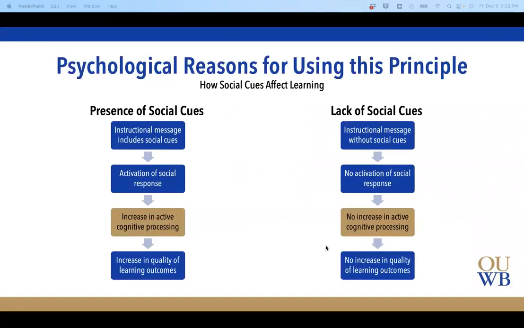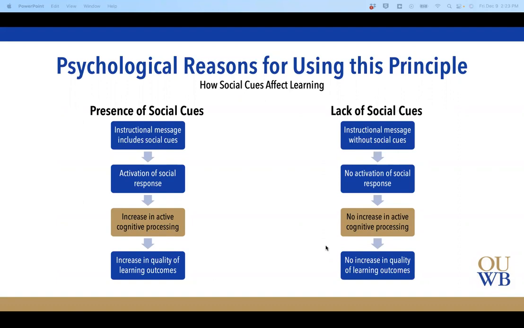Starting with some of the psychological reasons you want to use this principle related to social cues. So according to cognitive theories of multimedia communication, a lot of this comes out of the work by Dr. Richard Mayer. He has studies from 2009, 2014 that touch on this point specifically. The presence of social cues activate a sense of social presence in learners. That's essentially a feeling of being in a conversation with the presenter or the author, rather than being a passive participant in something that's happening around them.